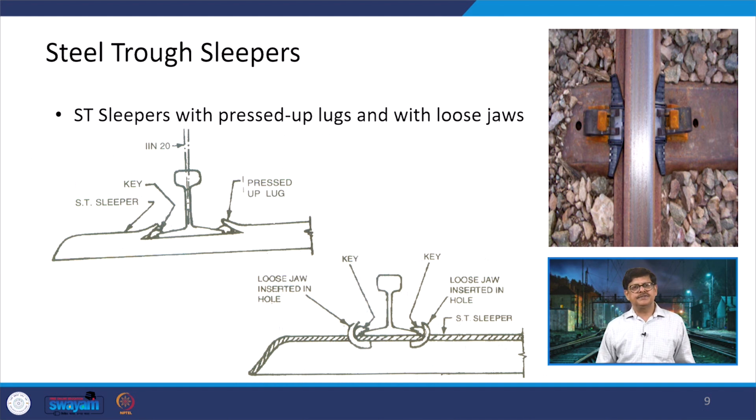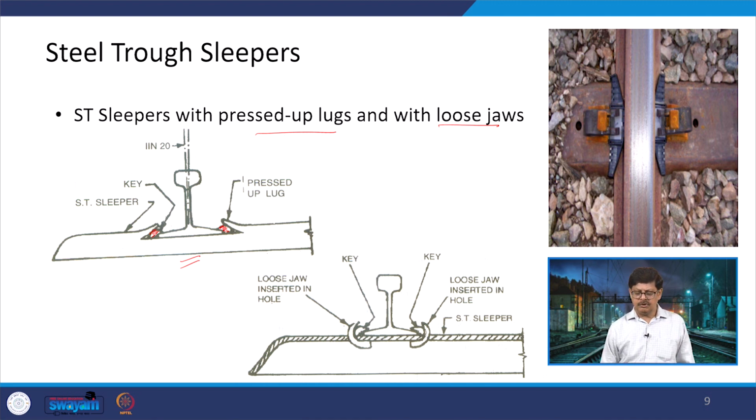Now, when we are putting this rail at the top of these sleepers, there can be two ways in which the rail can be fit in. The one can be the pressed up lugs, and another is the one with loose jaws. So, here we can see this is a pressed up lug condition. So, the rail is being seated in the rail seat, there is a grooving being provided, and at that grooving there is one key which has been inserted, and that is how now the grip is going to be between the rail and the sleeper.